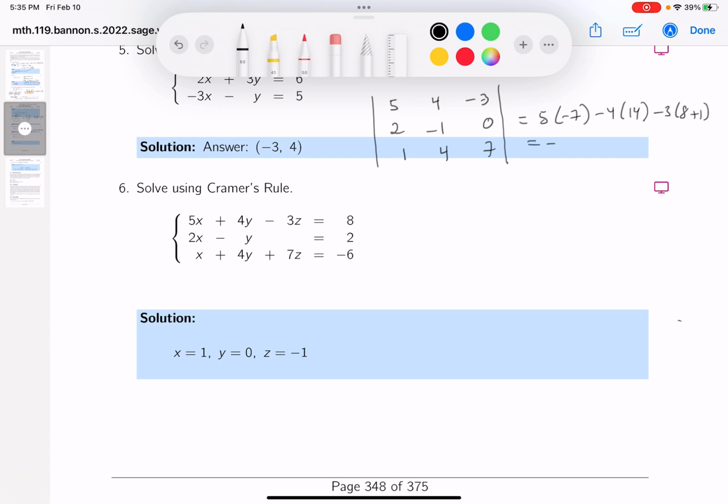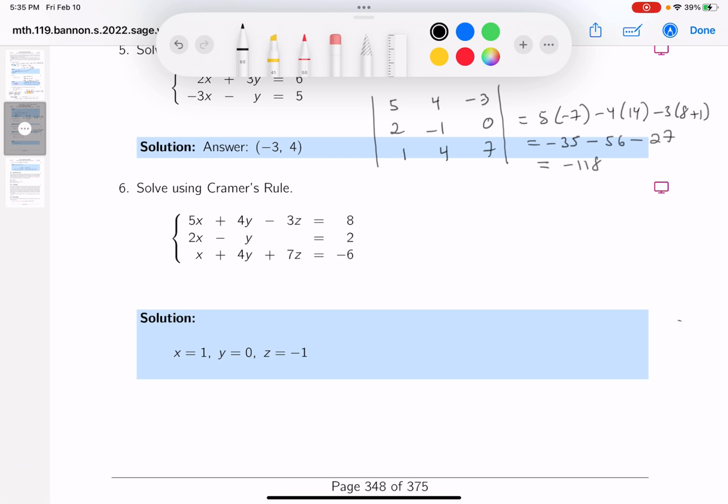Let's see what you get over here. Minus 35. Let's see, minus, that's 40 and 16, minus 56. And this is going to be minus 27. And I got to add that together now. So let's see, 50, 80, 100, 118. So minus 118. All right?